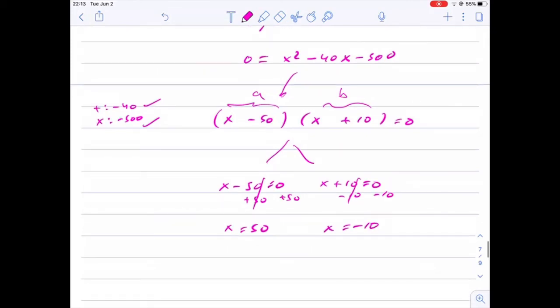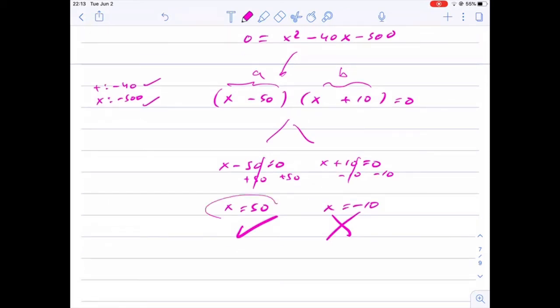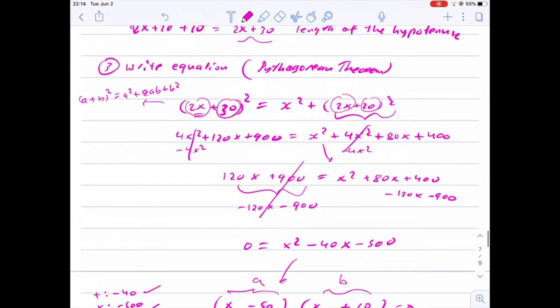Since we are talking about sides of a rectangle, a side cannot be negative. That's a length, it cannot be negative. So the only correct answer is x equals 50. Now that's the solution. So what are the lengths?